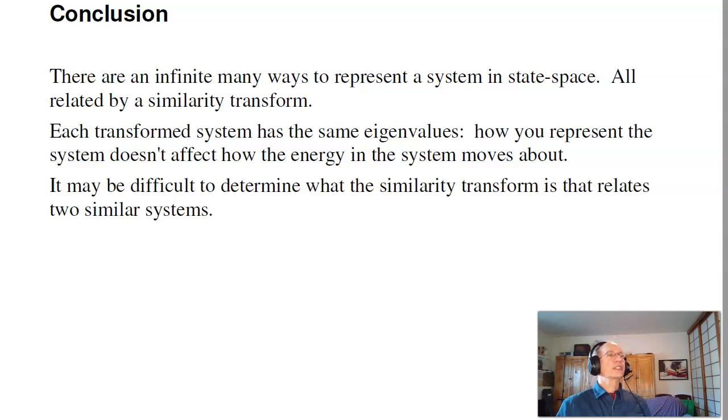So in conclusion, there are an infinite number of ways to represent a system in state space. All are related by similarity transform. Each transformed system has the same eigenvalues. After all, the eigenvalues tell you the energy in the system. How you represent the system doesn't affect how the energy moves about the system. It may be difficult to determine what similarity transform relates one system to another, but there is a change in variable, there is a similarity transform that relates two different representations of the same system.